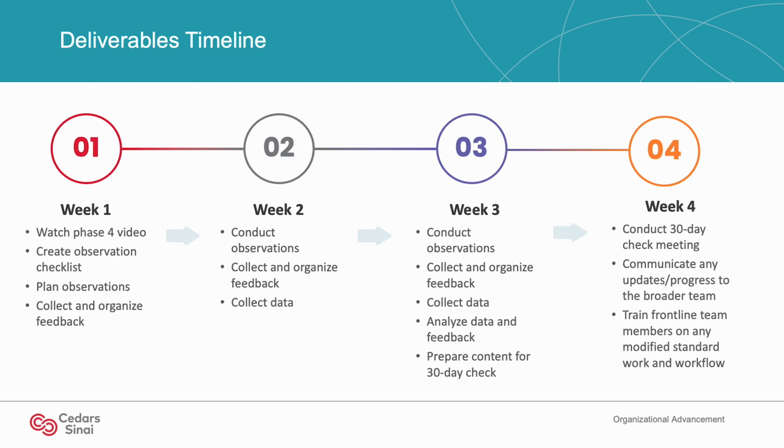In the fourth week, the team should conduct the 30-day check meeting and communicate any updates that come out of the meeting to the broader team, as well as conduct any training to the frontline team on any modified standard work or workflows. If the team's timeline plan doesn't fall into the approximate 4 to 5 weeks, please come to OA office hours and discuss it with your Tier 2 leaders.